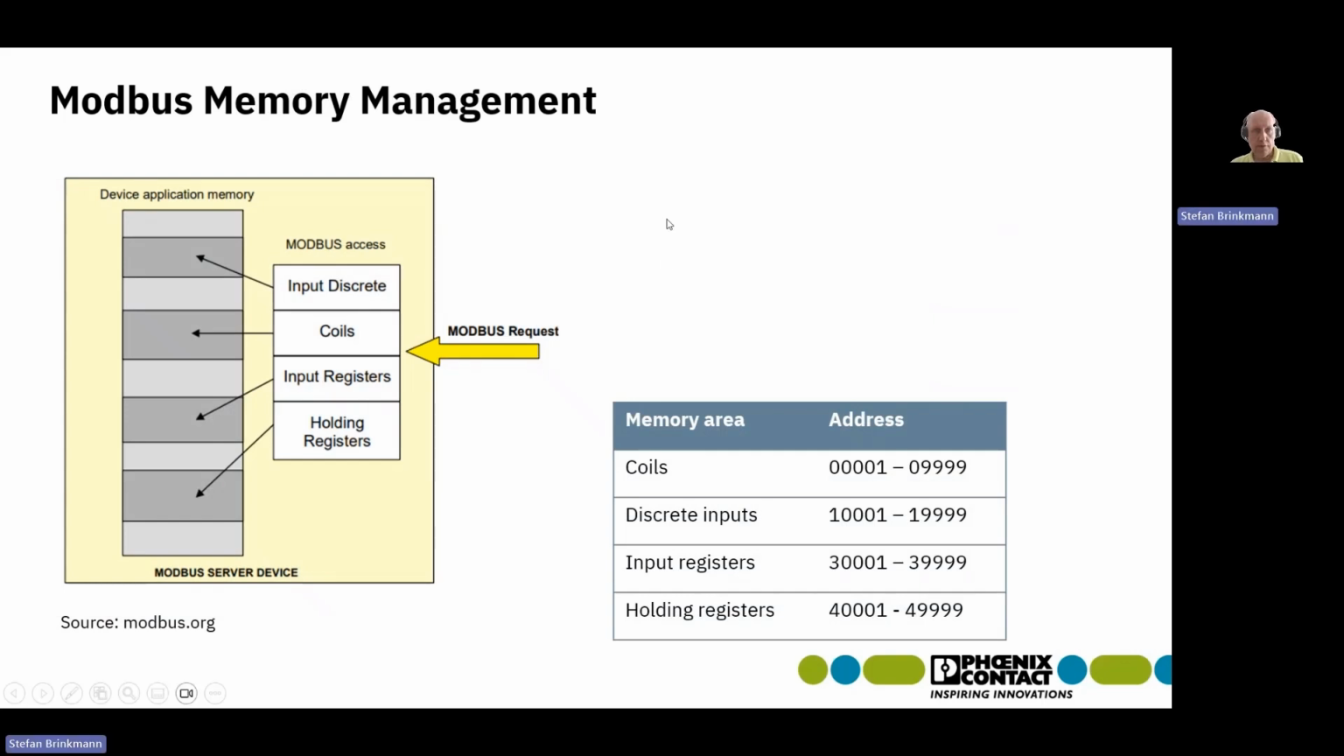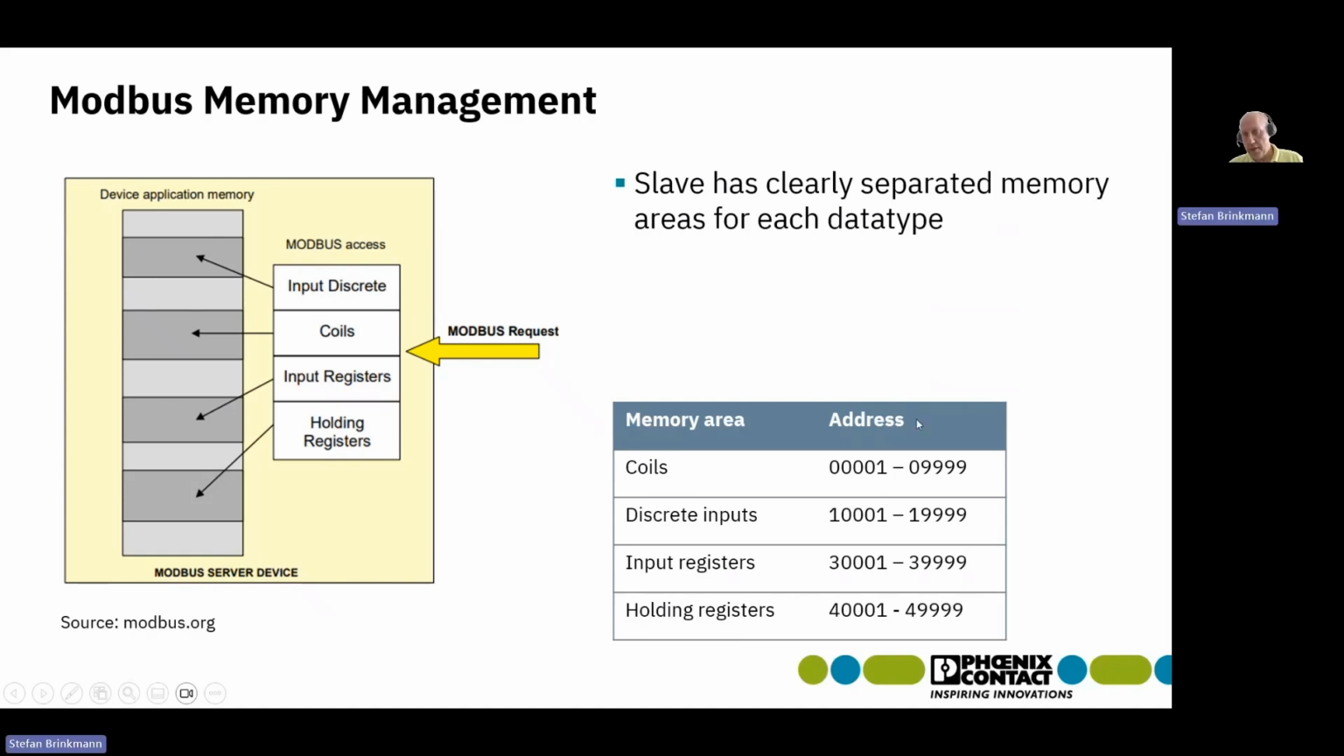There are 2 ways to store the data in the memory of the devices. The first one is, as you can see here, a separated memory area for each data type. So each data type has a separated memory area that can be accessed by a designated address here. So for each data type, we have a specific address area. And the data access is done via the start address and an offset.